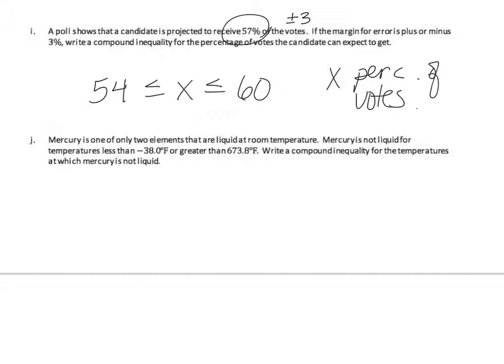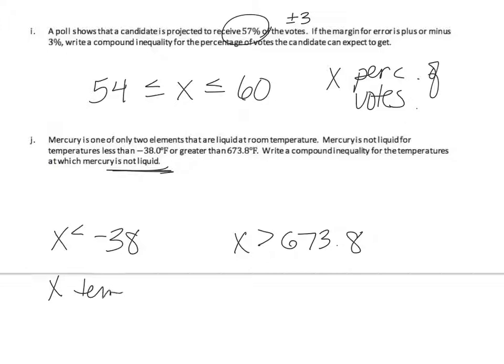Mercury is one of the two elements that are liquid at room temperature. Mercury is not liquid for temperatures less than 38 degrees F or greater than 673.8 degrees F. Write a compound inequality for the temperature at which Mercury is not liquid. So at temperatures less than 38 or temperatures greater than 673.8, with X being the temperatures in degrees Fahrenheit.